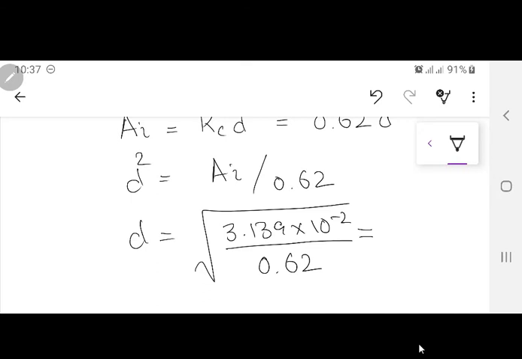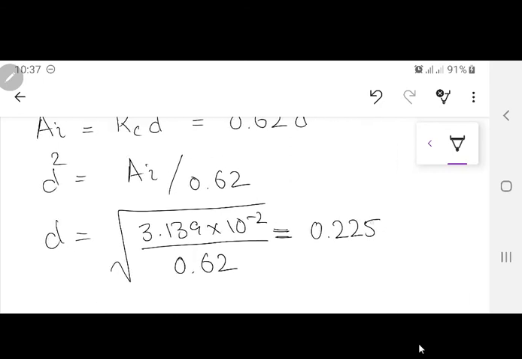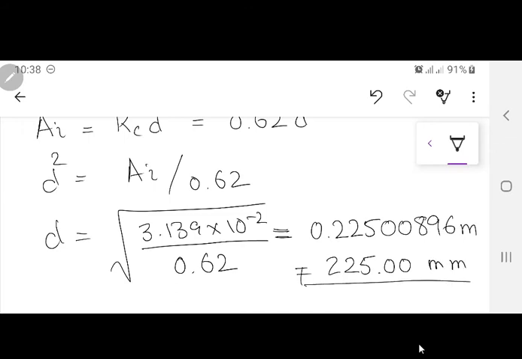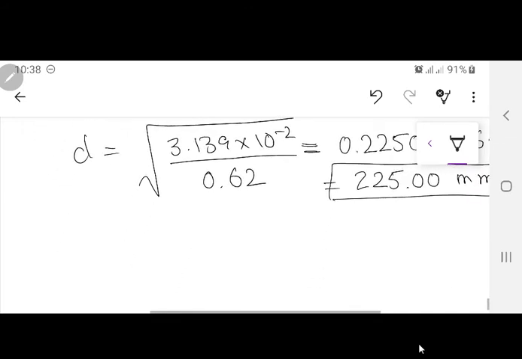In the book example, they have taken a 3-step core. I have gone with a 4-step core, so it's a little bit better as compared to the other one. D, please, this D. 0.225, tell me the full value. 0.225 meter. I am converting this one into millimeter, so this is approximately 225 millimeter over here.